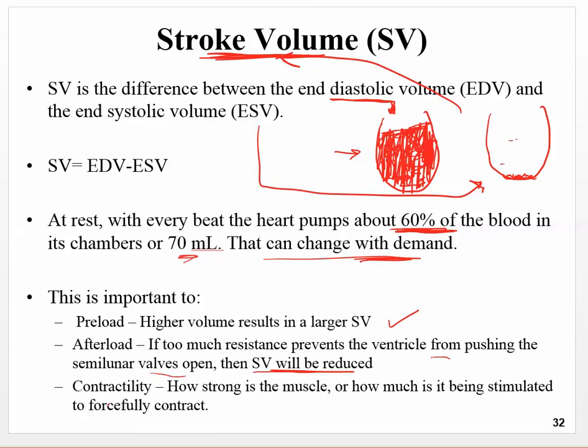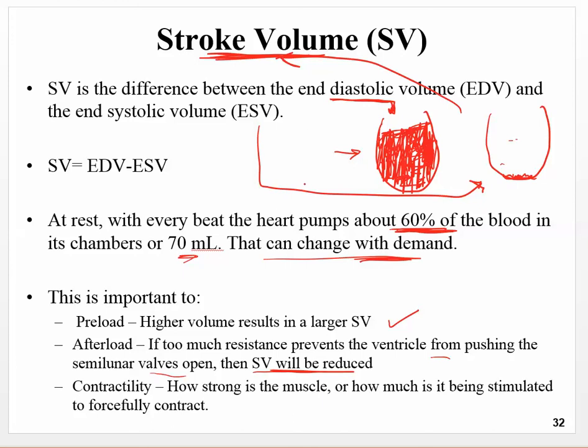Okay. Contractility: how strong is my heart? How strong is that heart muscle? Was it stretched out so much that it wasn't very strong? Because that can happen if your preload is too high, it stretches so much. But however that ventricle is contracting, did you have a heart attack? Are myocardial cells, or muscle cells, dying because you had a heart attack? That's going to be weaker, which is going to reduce your stroke volume.